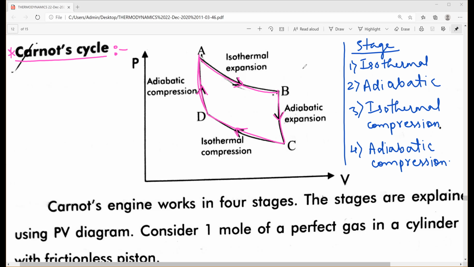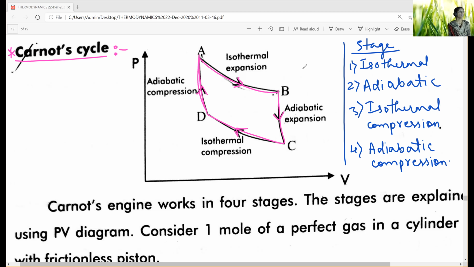So note, they ask the question as: explain the Carnot cycle. When they ask to explain the Carnot cycle, first you have to draw the graph of pressure versus volume. For one complete cycle, it covers A to B, B to C, C to D, and D to A. When you come back to A, one complete cycle is done.